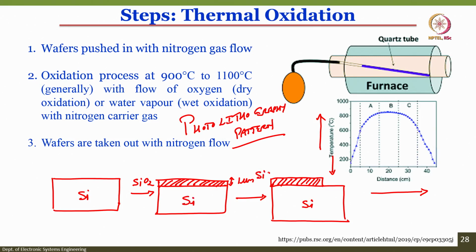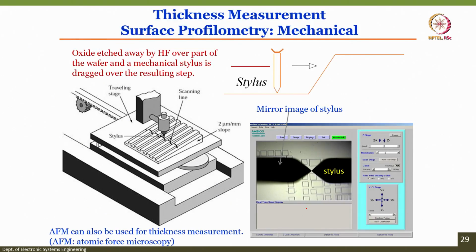Okay. Now, once I have this wafer which is at step 3, if you say this is step 1, step 2 and step 3, the wafer at step 3 I will take and I will use something called an alpha step profilometer, or a profilometer. This is used to understand the thickness of silicon dioxide.